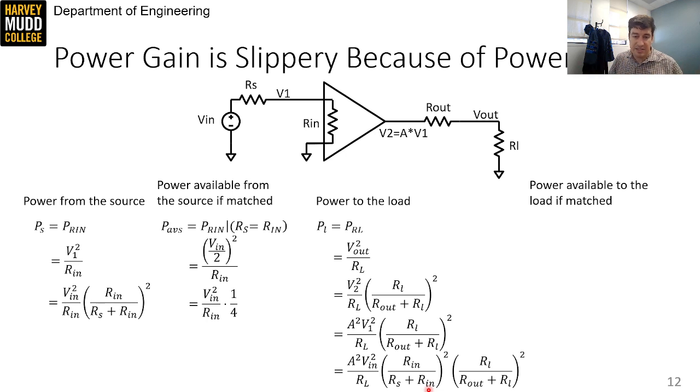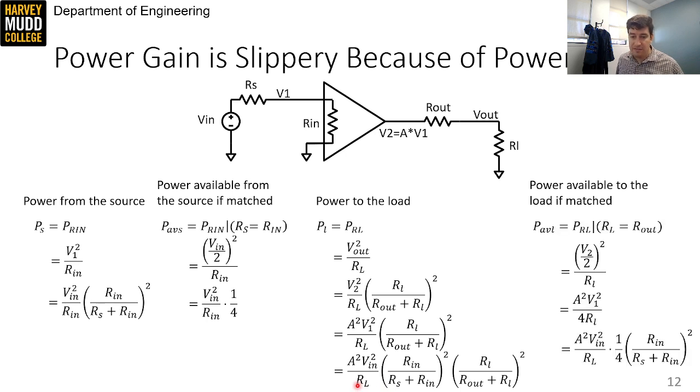Squaring all of these gains and dividers gives a sprawling expression for the load power. So this is kind of big. Finally, the power available to the load is the best case power delivered to the load when Rout is matched to RL. As with the power available from the source, half of the power comes out of the amplifier, winds up in the load in this case.